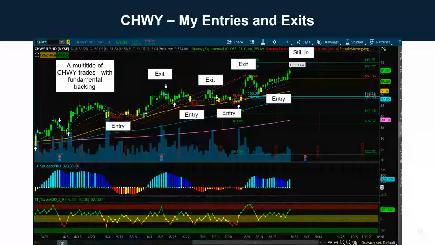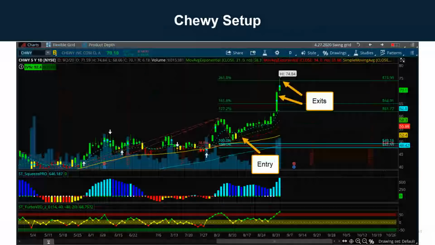So here's an example on Chewy. This is one of my favorite tickers. I've been trading this thing over and over all year. This is the type of trading that I do, okay? I have an entry here, I have an exit here. I have another entry, another exit, and again. And by the way, this entire time, I'm also holding the stock as well. So this is one of my top money-making tickers this year. And using my method, I'm able to get in and out multiple times in the options market.